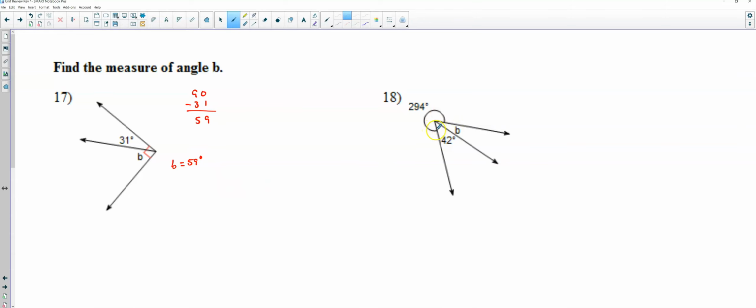How about this one? The whole thing must equal 360. I already have two angles right here. I just need this one. So 294 plus 42, that's 336. Now, to complete the whole circle, it has to add up to 360. So 360 minus 336 degrees, that's 10 minus 6 is 4, 5 minus 3 is 2. So this angle B is 24 degrees. Pretty simple.